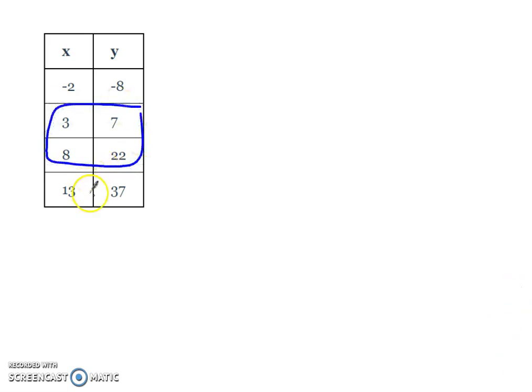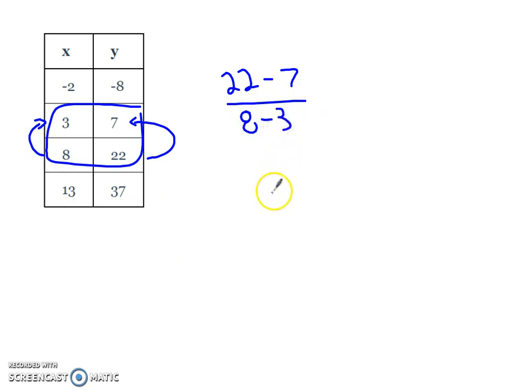Why not? Okay. The rise is what you get when you subtract the y's. I'm going to go 22 minus 7. So I'll just write that right here. 22 minus 7. And then the run is going to be 8 minus 3. Okay. So I subtracted the y's to get the rise. 22 minus 7, interestingly enough, is 15 again. Okay. 8 minus 3 is 5. So once again, I get a slope of 3. So not very creative on Delta Math's part, but that's all right.